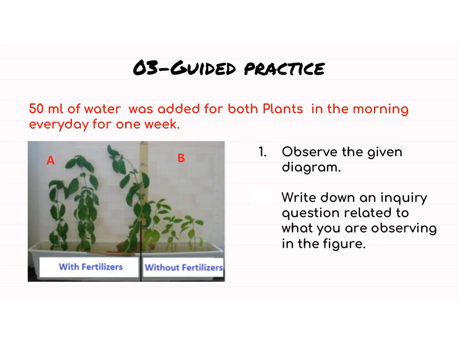We're going to use this experiment shown in the slide as an example. 50 ml of water was added for both plants in the morning every day for 1 week. But plant A was actually receiving fertilizers, however, plant B was not receiving fertilizers. What we have to do is observe the figure carefully and write down an inquiry question related to what you are observing in the figure. So please pause this video again for 1 minute and try to write your own inquiry questions related to your observations.